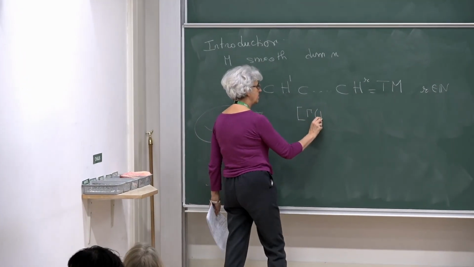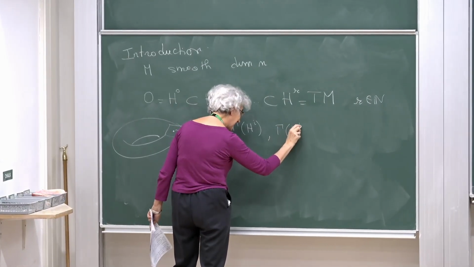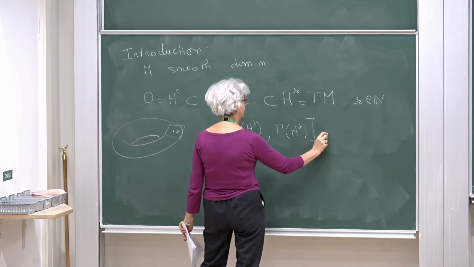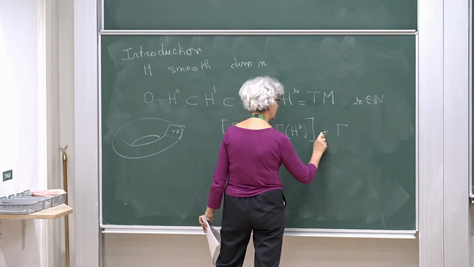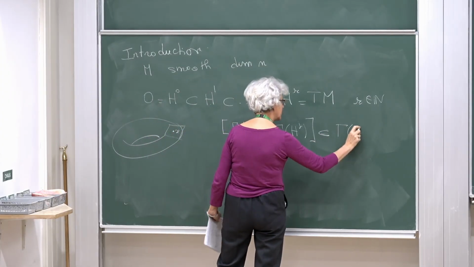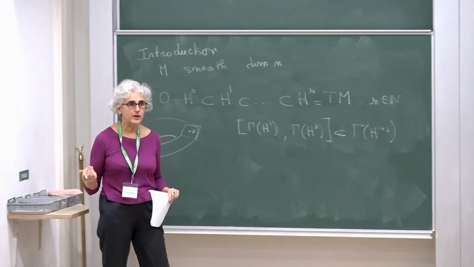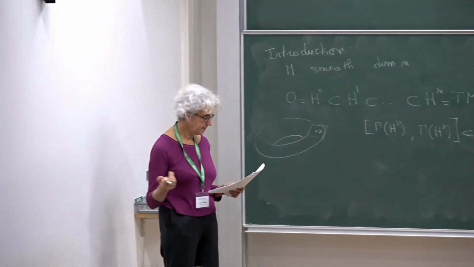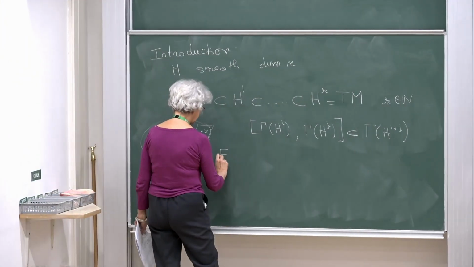And I assume that this is compatible with the Lie bracket, meaning that when I take Gamma of Hi and Gamma of Hj, I take one vector here, one vector there, the commutators arise in Gamma of H(i+j). So it's compatible with the Lie brackets of vector fields. The main example is contact manifolds.